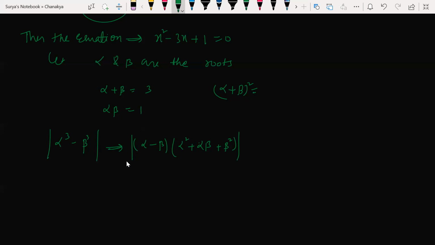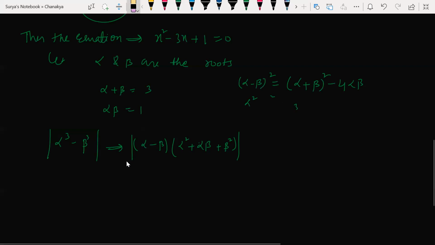Sir, root of b square minus 4ac by mod a. Yes, it can be written like this. I think we know this formula, right? Alpha minus beta whole square is equal to alpha plus beta whole square minus 4 times alpha beta, which simplifies from alpha square plus beta square minus 2 alpha beta. Yes, absolutely, this is right, beta.